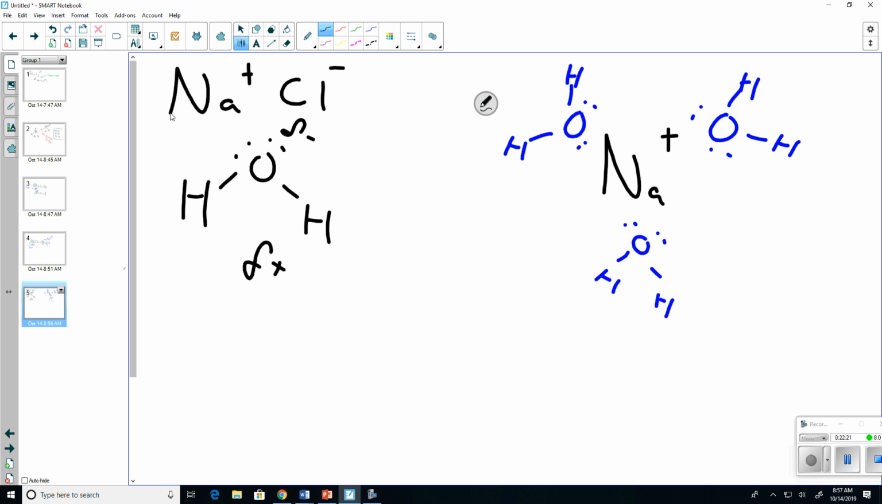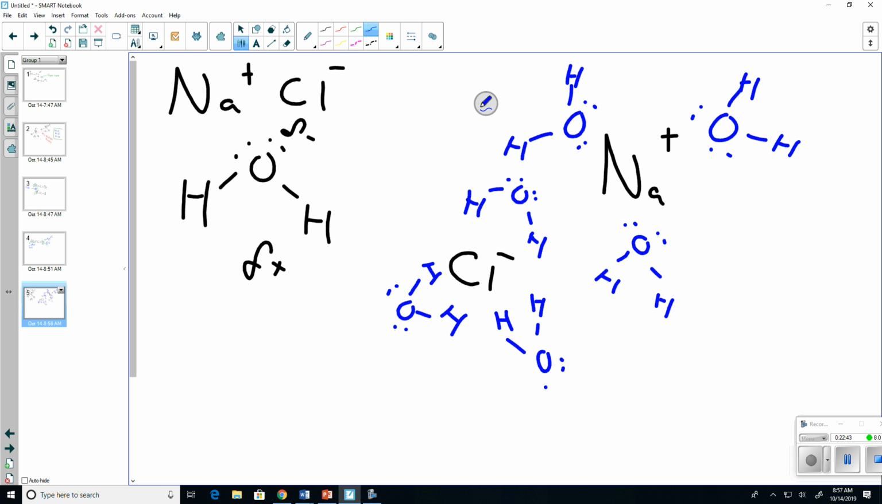It's surrounding in that the oxygen's partial negative is attracted to the Na plus. Just like in Cl minus then, it'd be the hydrogens on water. That'd be attracted to the Cl minus. Because this is between a full charge and a partial charge, it is a strong attraction.